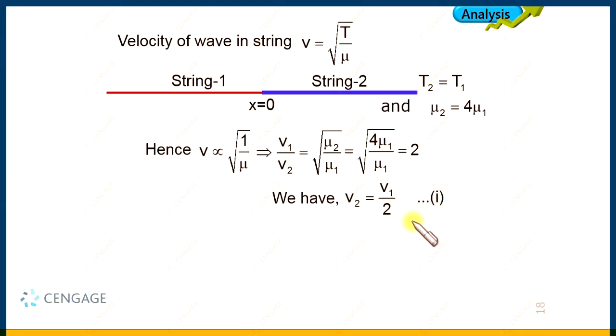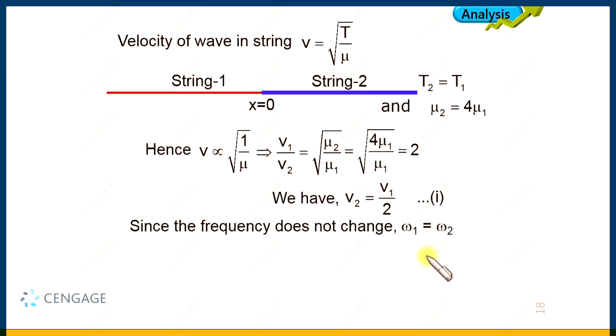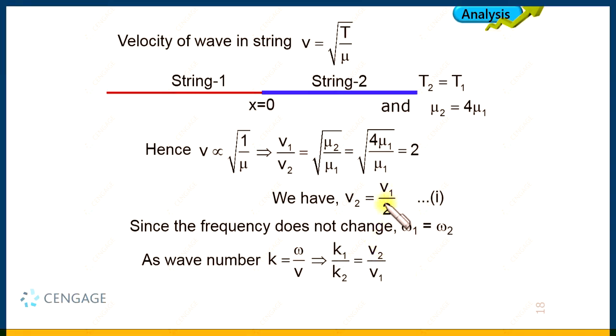As we discussed, the frequency remains unchanged. That means omega 1, the angular frequency in this string, will be the same as the angular frequency in the second string. So omega 1 equals omega 2, right? And we know the wave number k equals omega divided by v, that is, k is inversely proportional to v. That's why we can write k1 by k2 equals v2 divided by v1, and v2 divided by v1 is equal to 1 by 2. Okay, so we can write k2 equals 2k1.